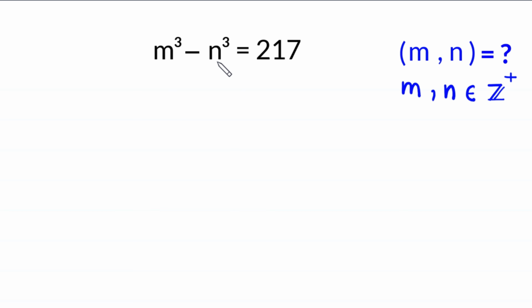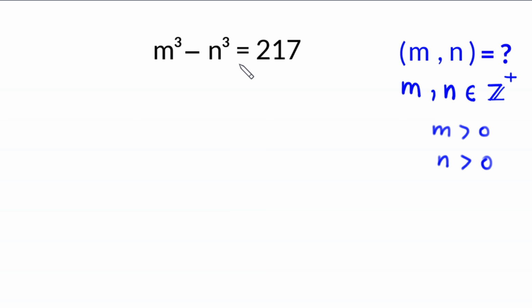M cubed minus n cubed equal to 217. Our job is to find all possible values of m and n such that m and n are positive integers, which means that m is greater than 0 and n is greater than 0. So let's start. We will solve it using algebraic identities and factoring. If you have your own solution, please share in the comment box.